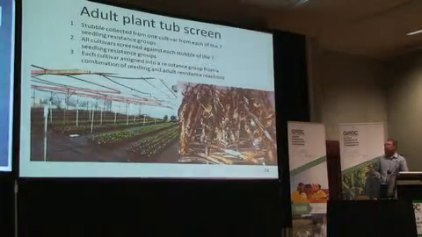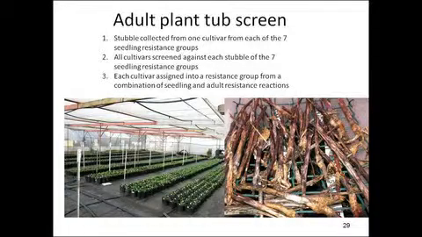The important thing then is to work out the adult plant resistance as well. Now, adult plant resistance is a really tough one to crack. It can be done, but it's incredibly laborious. So we've developed this system where we classify all the cultivars on their seedling resistance, and we put them in 7 different groups. We then take stubble from each of those 7 different groups, and we allow that stubble to infect every individual cultivar, so 7 times.